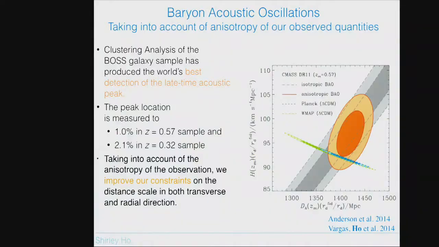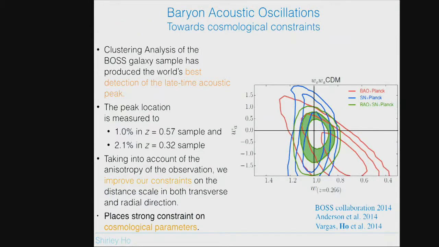Taking into account the observation of the anisotropy, we can also improve our constraint. So if you only look at, remember, the monopole, you actually get the gray contour. But if you look at the monopole and the quadrupole, you get the orange contour. So it actually matters that you look at anisotropy and the redshift space distortion effect in calculating the distance scales for the BAO. All right, I think this is actually a really good time to stop.